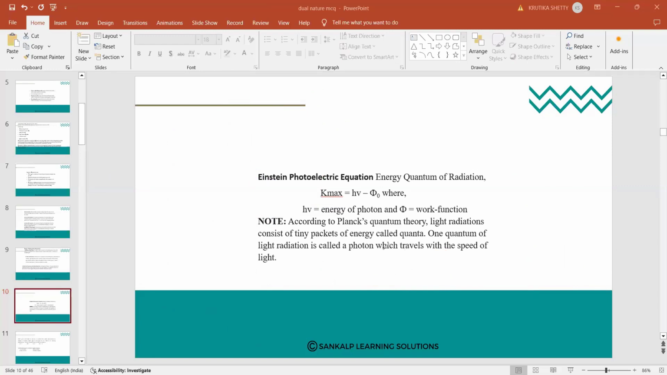So here that only it is written, you can see the energy of the quantum of radiation, kinetic max is equal to h nu minus phi naught. So phi naught, W can also be denoted. Don't get confused by phi naught here. This is nothing but again the work function itself. This is also the work function.